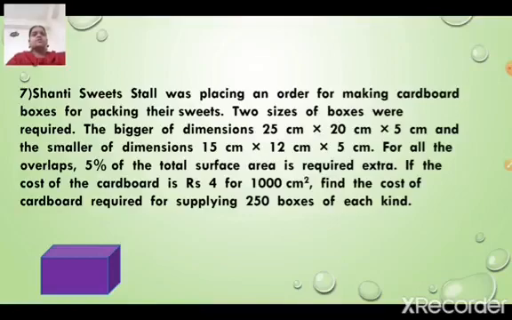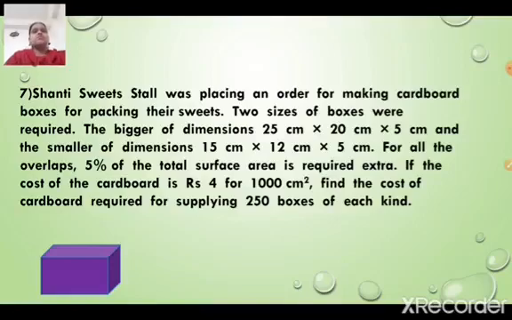So what we will do? First we will find the total surface area. Then when you make the box, you require extra area for overlapping, that is 5%. That means in the total surface area we will add this extra area, so that you will get the whole total surface area, or we can say the actual total surface area.